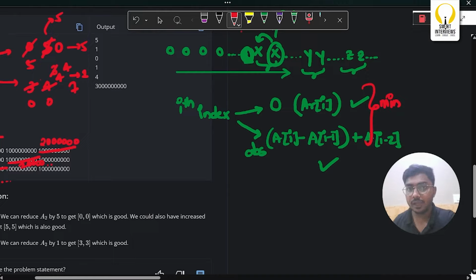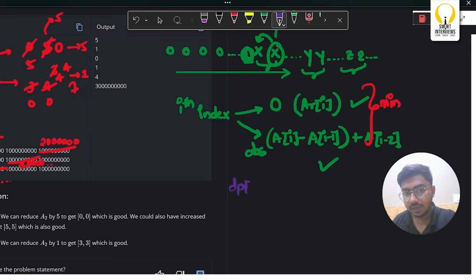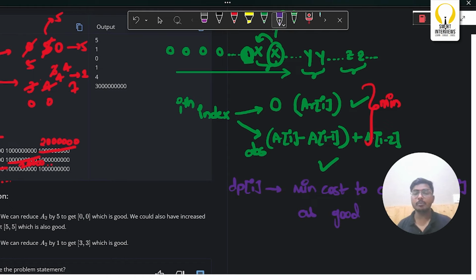at any DP of i, we will try to store the minimum cost to convert the array from index 0 to i as good. We are not worried about the entire array here. What is the minimum cost to convert the array from index 0 to i as good? We'll be storing that in DP of i here.